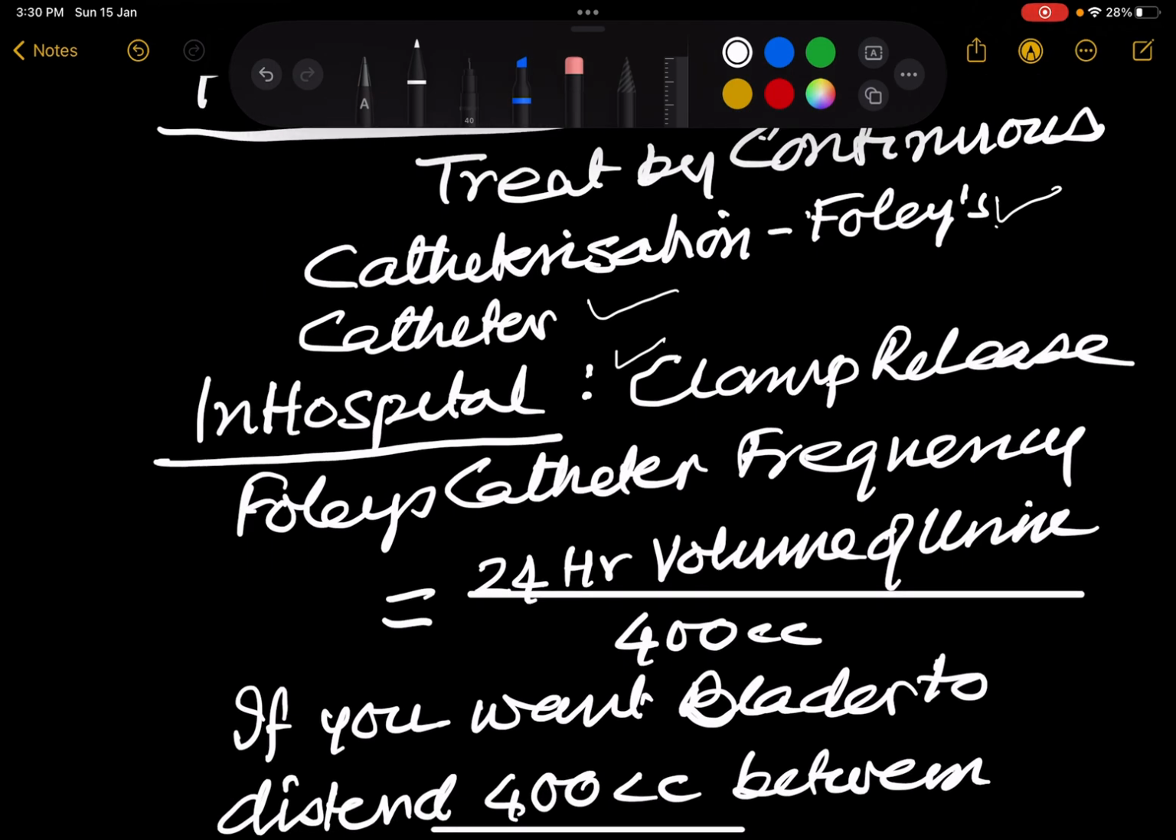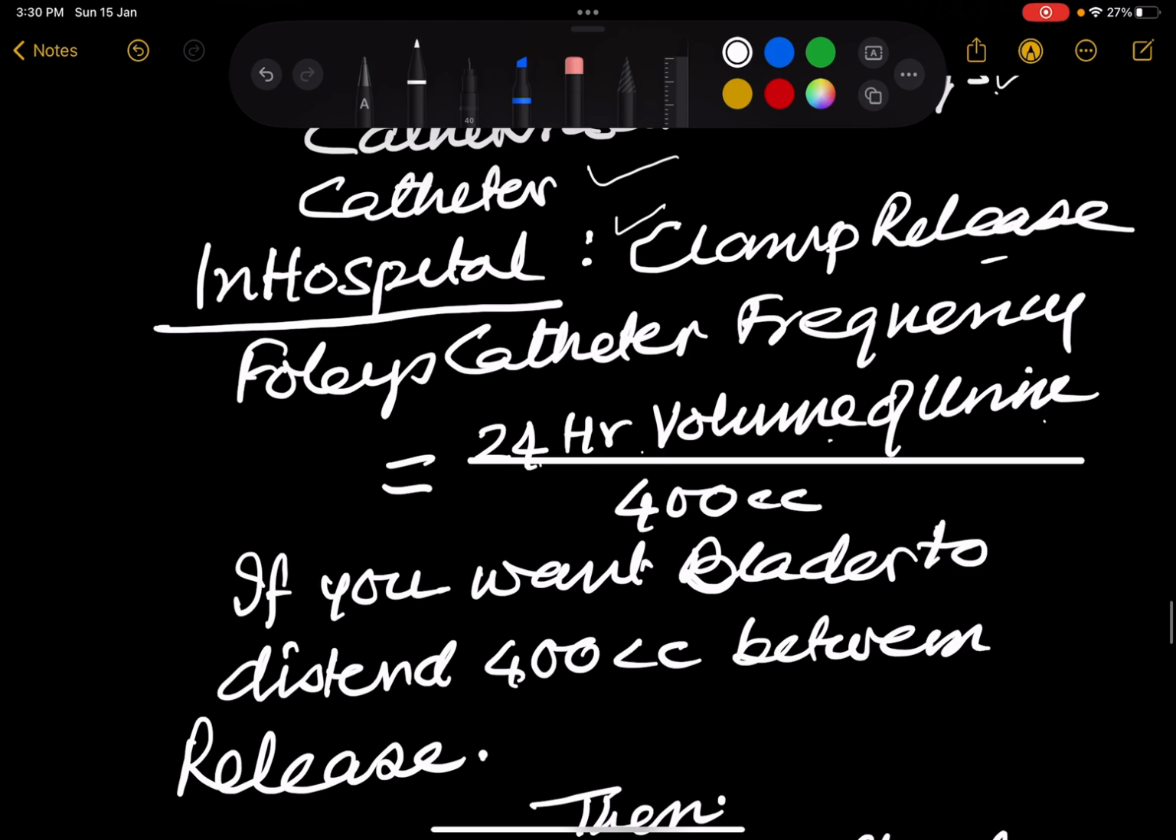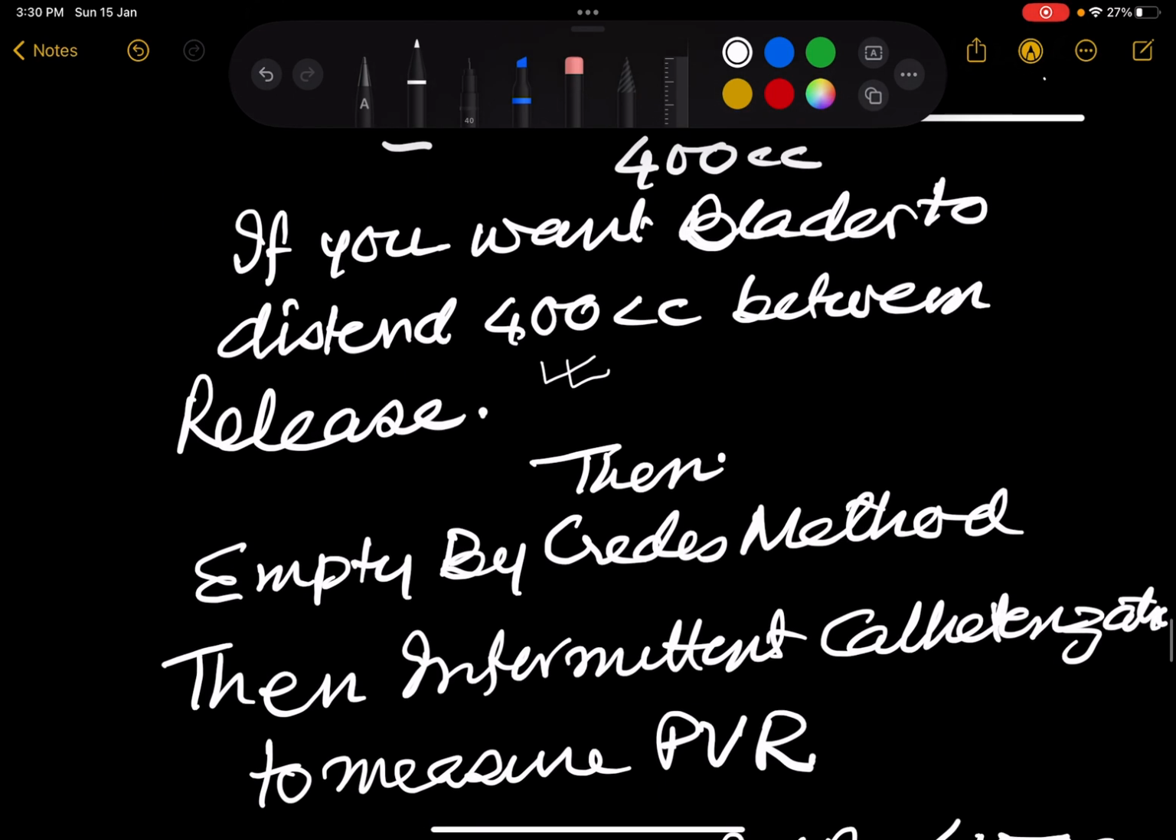So if you release, how frequently should you release? You take the 24-hour volume of urine and divide by 400 cc. Supposing the 24-hour urine output is 1200 cc, divide by 400, it comes to 3. So 3 times you would unclamp or release the urine. You do this because you want the bladder to keep distending and contracting, distending to 400 cc.